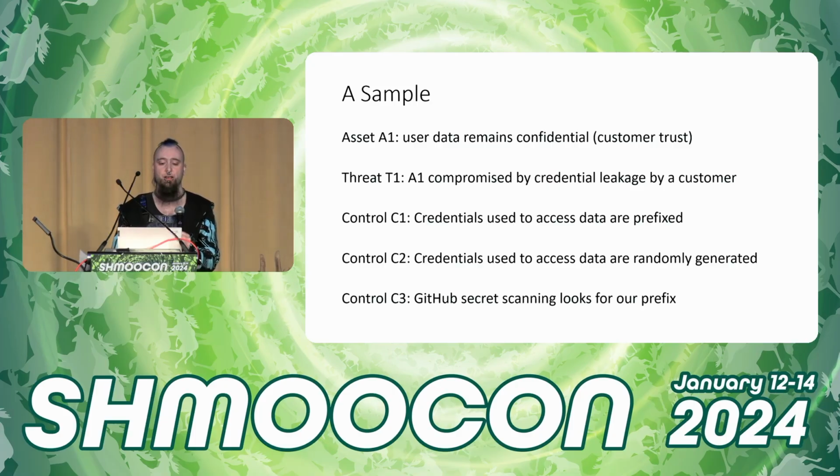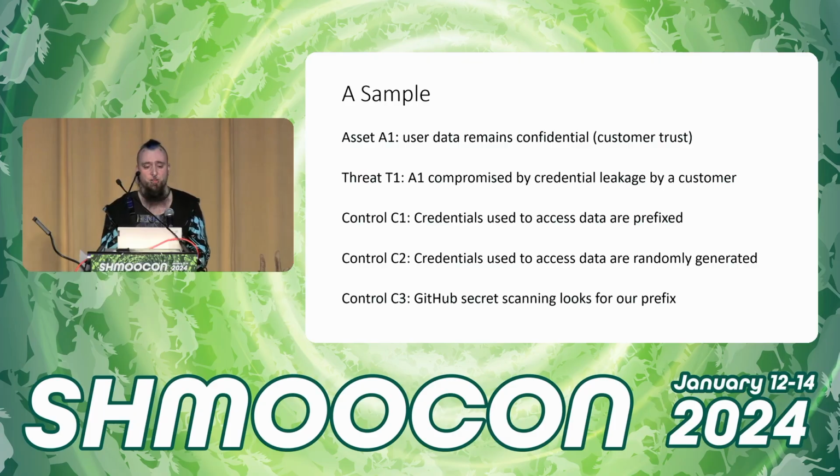I'm going to make sure that credentials are prefixed, so they start with some magic string and it requires that to be in there. So if I see this, GitHub can maybe figure out with its secret scanning tool that that's the kind of thing that it is. Credentials used to access the data are randomly generated, so you can't just guess them. It's not password 123 with the magic prefix.